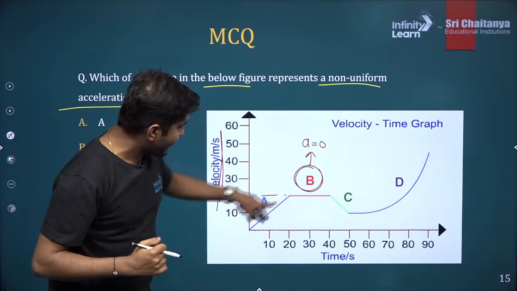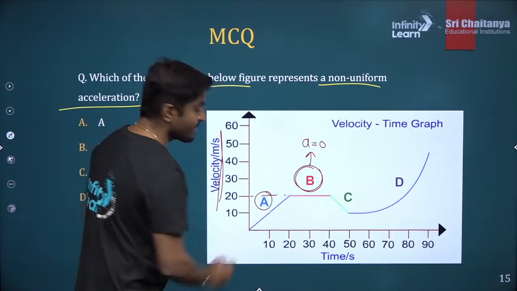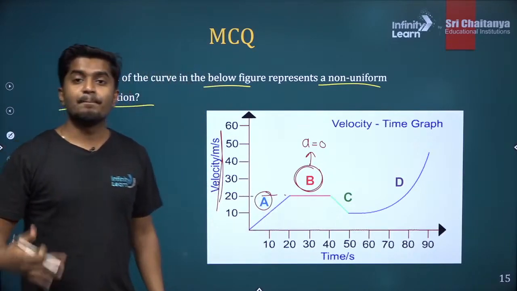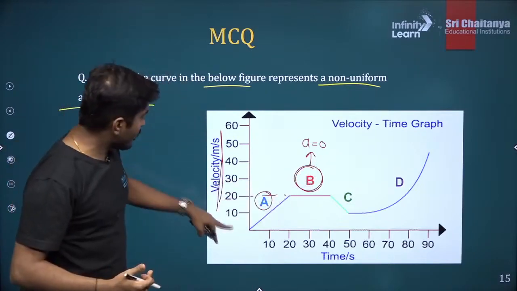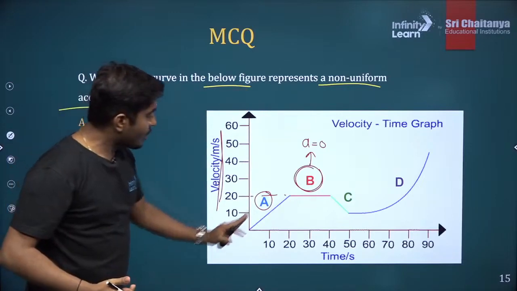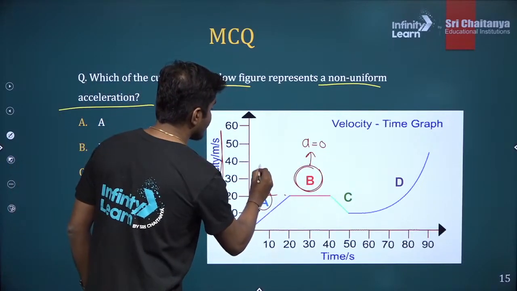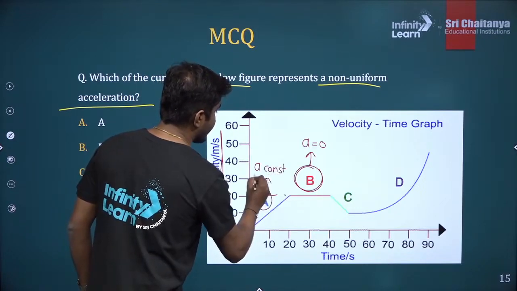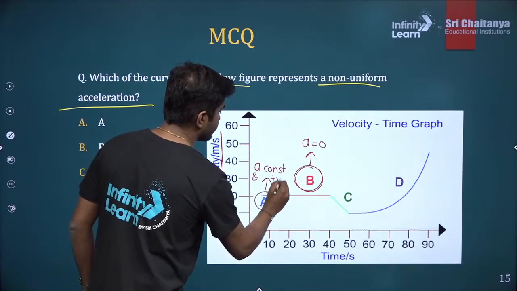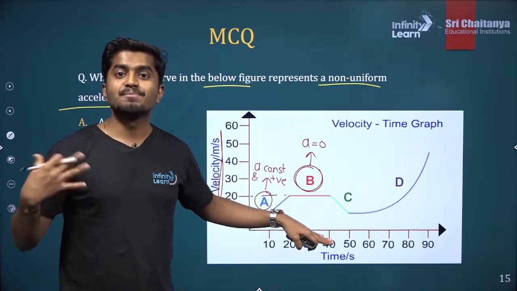How about A? A is a straight line. That means it is a positive acceleration. Straight line going up. You see the velocity is increasing. Velocity is increasing with time. So the acceleration value is constant and it is positive.